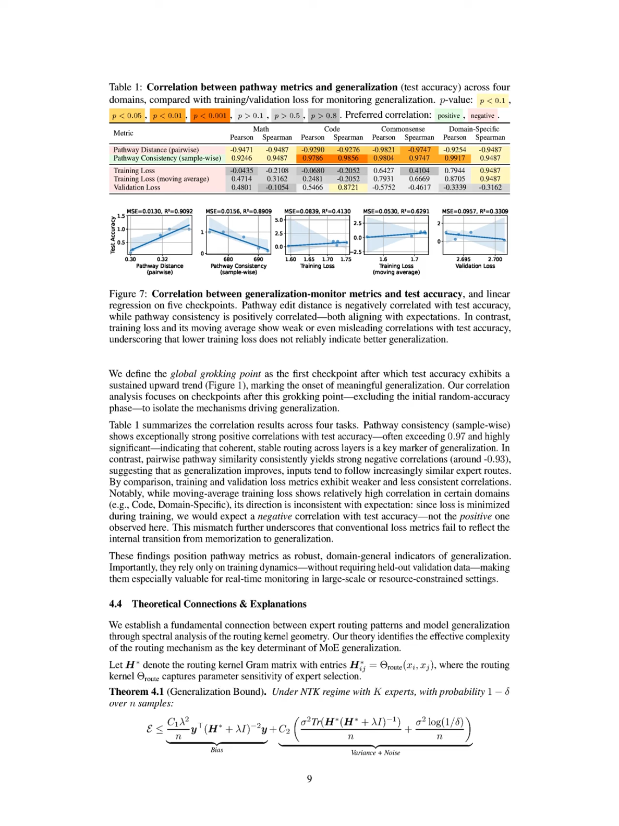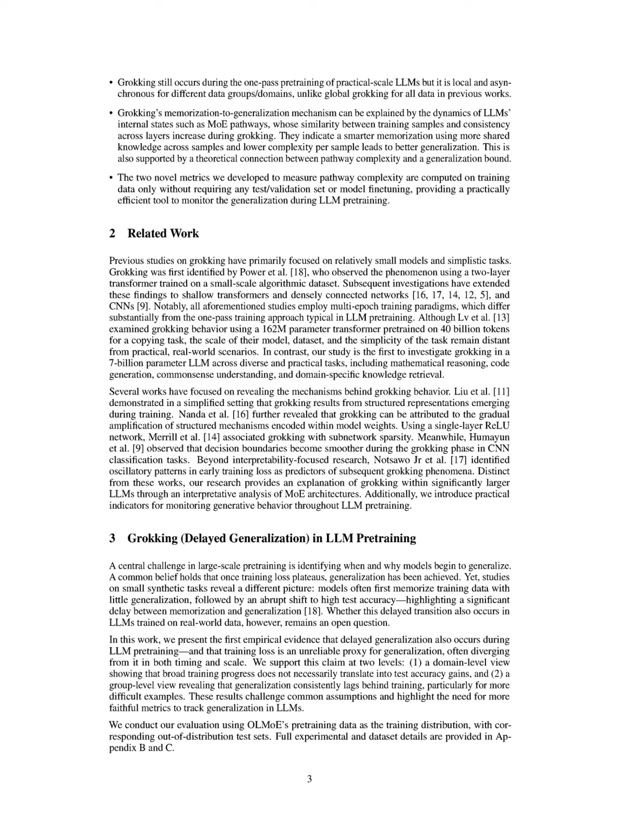Unlike training loss, which can plateau while generalization performance continues to improve, our metrics correlate strongly with test accuracy, often exceeding 0.97, indicating their reliability as indicators of generalization readiness. Additionally, these metrics can be computed without requiring a test set or model fine-tuning, making them efficient for real-time monitoring during pre-training, especially in resource-constrained environments.